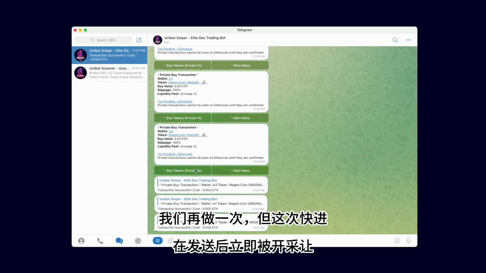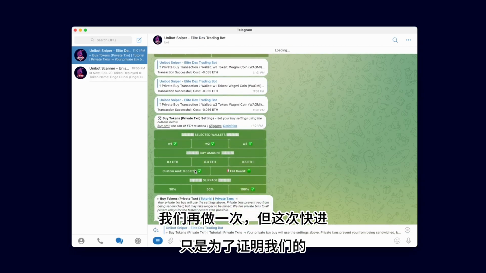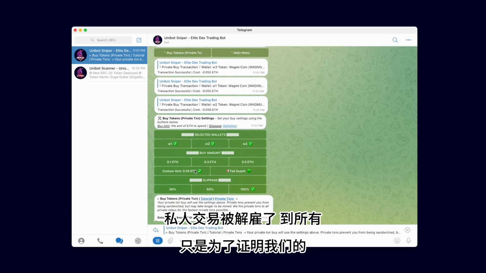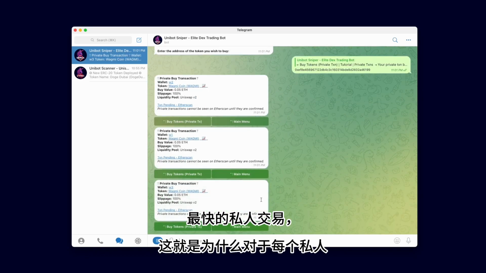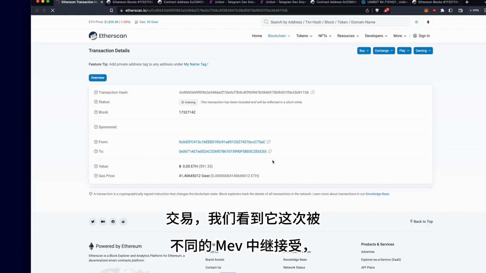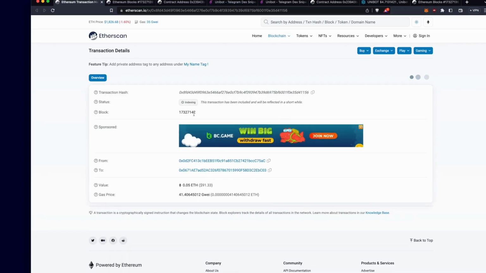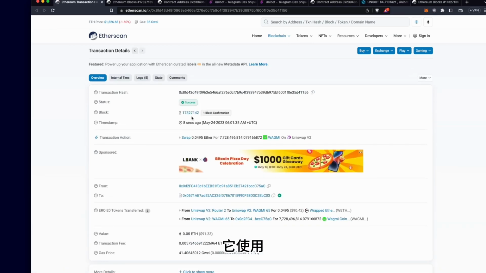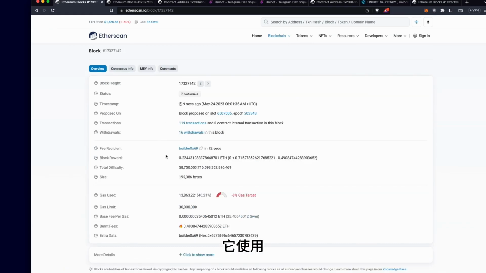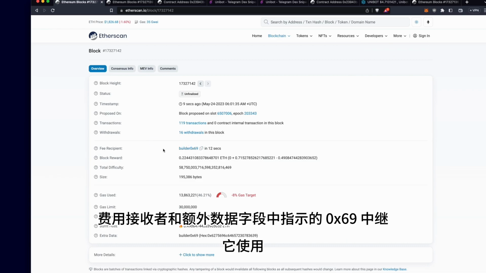Let's do another, but fast-forwarded this time, just to demonstrate that our private transactions are fired to all available private MEV relays for the fastest possible private transactions. That is why with each private transaction, we see that it was accepted by a different MEV relay. This time it used the 0x69 relay, as indicated in the fee recipient and extra data field.